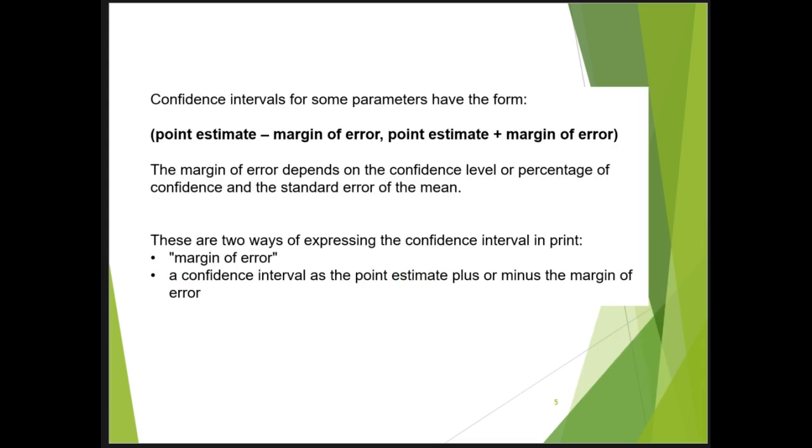So a confidence interval is created for an unknown population parameter like the population mean mu, and confidence intervals have this form. The lower number is the point estimate minus the margin of error, and the upper is the point estimate plus the margin of error. So the margin of error depends on the confidence level, or percentage of confidence, and the standard error of the mean. When we read newspapers and journals, some reports will use the phrase margin of error, and others will just include a confidence interval as the point estimate plus or minus the margin of error. So these are both ways of expressing the same concept.